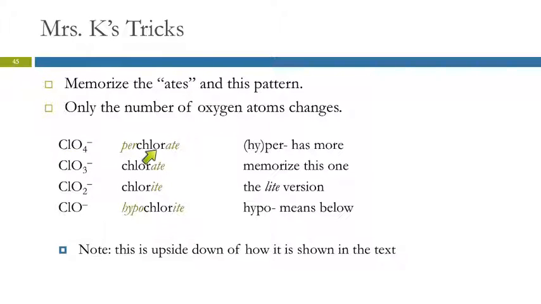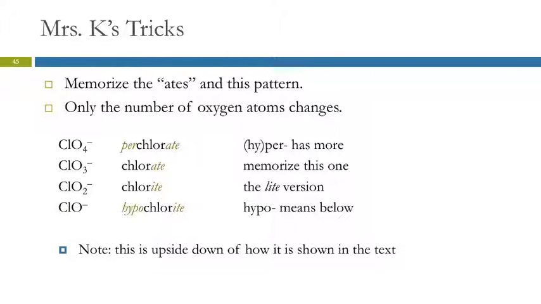Perchlorate, per, like hyper, means more. Hyperactive, more active, right? So perchlorate has one more oxygen. Chlorite is the light version. Bud Light has a third fewer calories than regular Budweiser, right? Chlorite has a third fewer oxygens than regular chlorate. One less. Hypochlorite is one less than that.